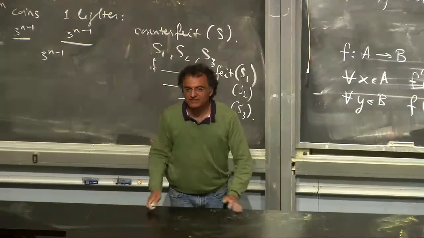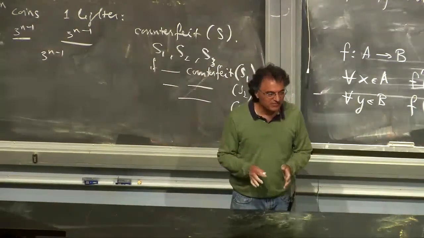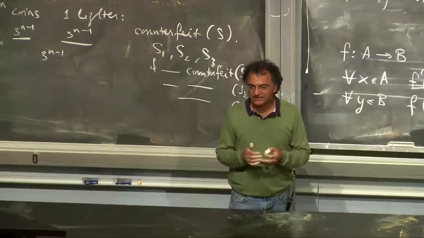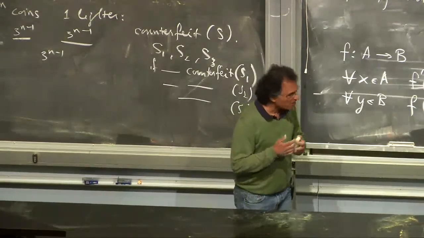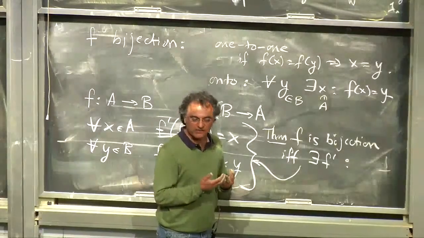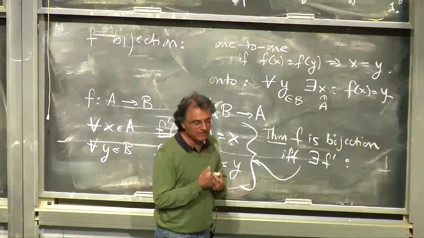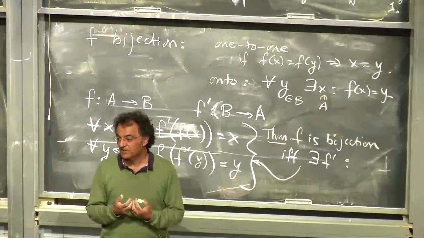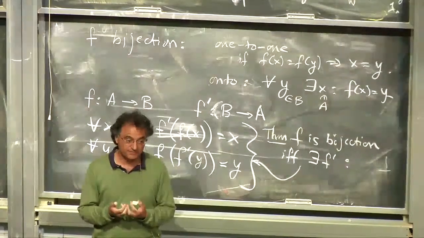I suspect that most of you have seen this already, but it doesn't harm if you see it again. Okay, because we are going to use it in a much more interesting fashion now. So what we are going to do is look at probably the most famous bijection in computer science, which is called the RSA function.